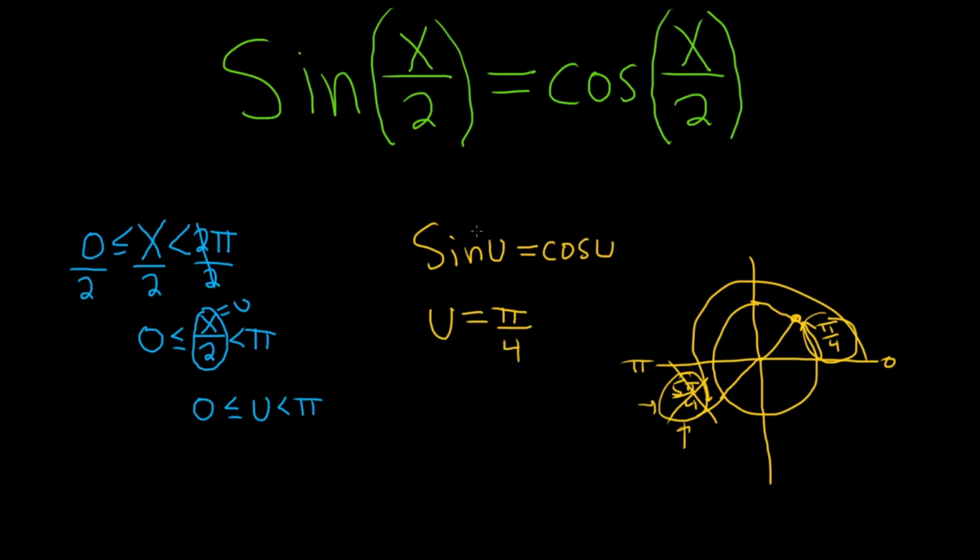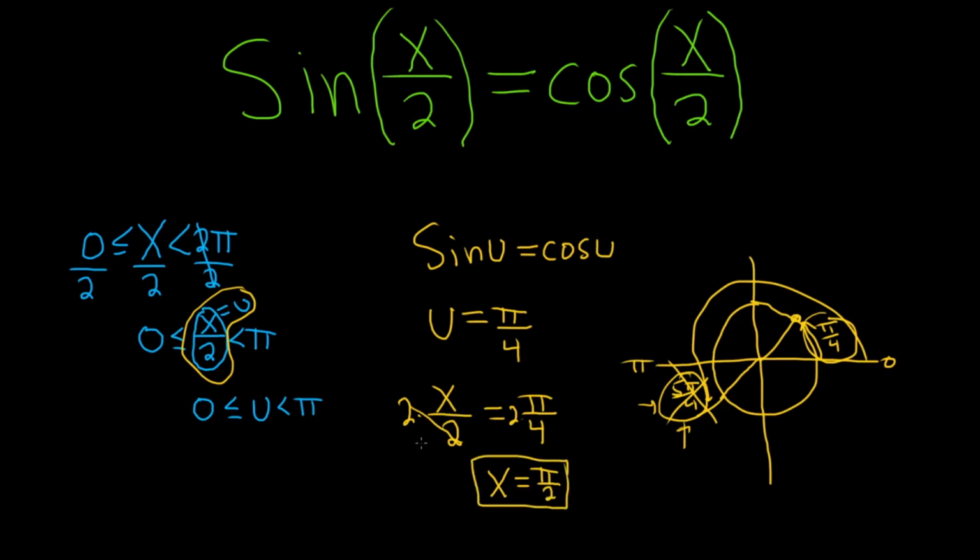But we're looking for x, so now what you do is you go back and you replace your u with what it actually was. Remember back here, we said that u was x over 2. So that means x over 2 is equal to pi over 4. But now we're looking for x, so you just multiply both sides by 2, multiply by 2, boom. So we get x equals pi divided by 2. And that should be the only solution to this equation.